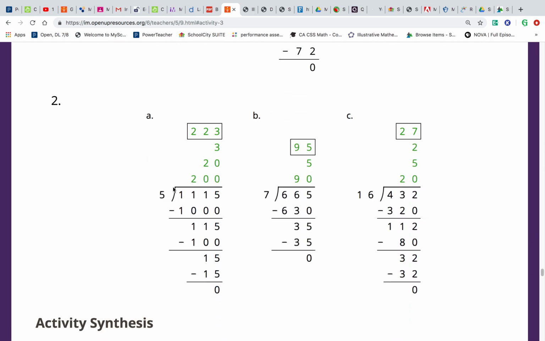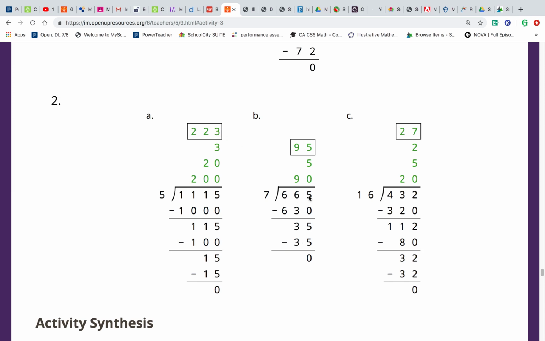So here they are worked out with the partial quotients method. There you can see it. So for letter A, 1,115 was broken down into 5 groups of 200, and that's 1,000. And then when you subtract that, you get 115. So when you think of 115, you can think of that as being 5 groups of 20, which is 100. You can't get 6 groups because that would put you over 115. And then you find the difference of 115 and 100, it's 15. And for 15, we need 5 groups of 3 to match that. So we have no remainder, so 223 is your answer there.